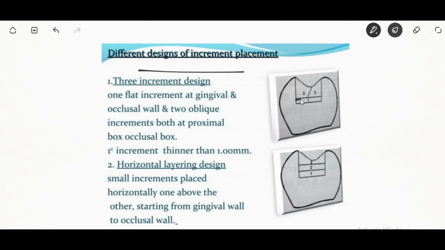Now what are the different designs of increment placement? Three increment design. One increment is placed at the gingival and occlusal wall, and two oblique increments are placed at the proximal box and occlusal box. The first increment is thinner than 1 mm. In the horizontal layering design, small increments are placed horizontally one above the other, starting from the gingival wall to the occlusal wall.